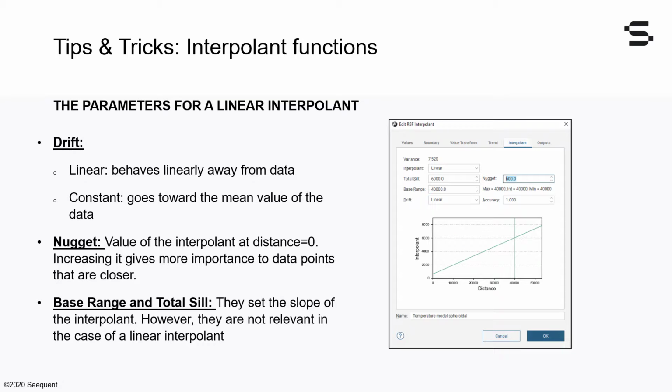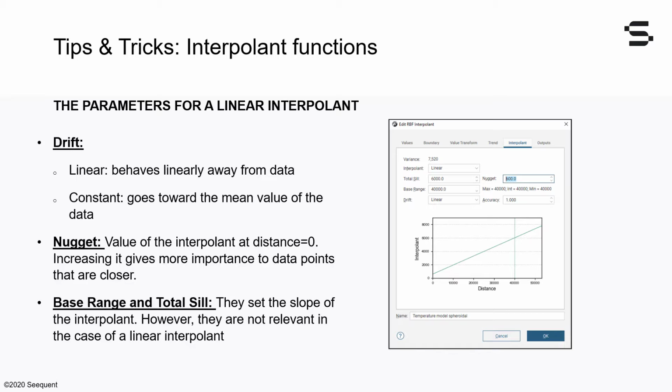We are going to start with the linear interpolant function and its parameters. There are two main parameters to consider for a linear interpolant function. The first one is the drift. It represents the model for value distribution away from data. When it is set to linear, the interpolant will behave linearly away from data. When it is set to constant, the interpolant will go to the approximated declustered mean of the data, which corresponds to the average value of all the available data.